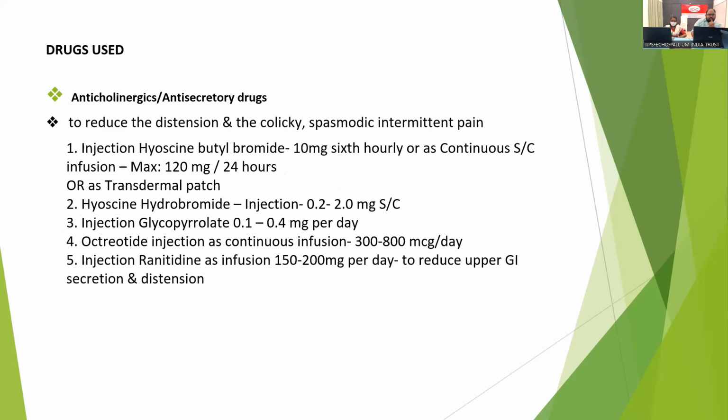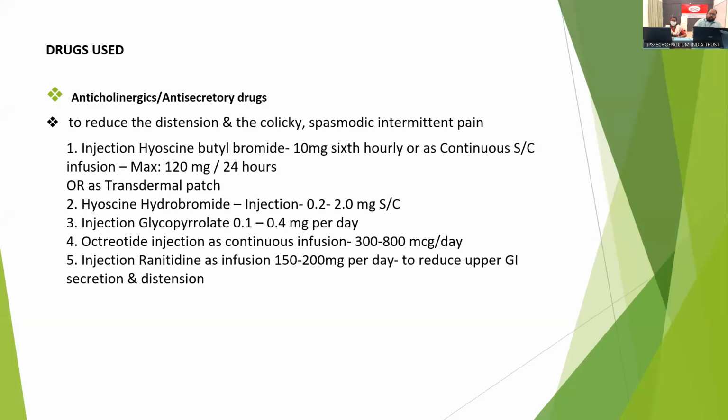Coming to the drugs used, the anticholinergics or antisecretory drugs are used to reduce the distension and the colicky and spasmodic pain. One drug most commonly used is hyoscine butylbromide. It can be given as 10 milligrams 6 hourly or as a continuous subcutaneous infusion, maximally up to 120 milligrams over 24 hours. Some centers use transdermal patches of hyoscine butylbromide. Then hyoscine hydrobromide is there. Glycopyrrolate is very commonly available in most centers, and you can go for 0.1 to 0.4 microgram per day. Octreotide injection is given as a continuous infusion.